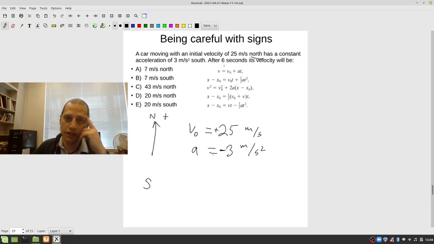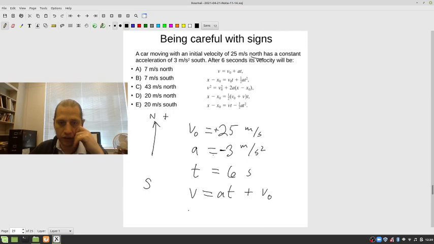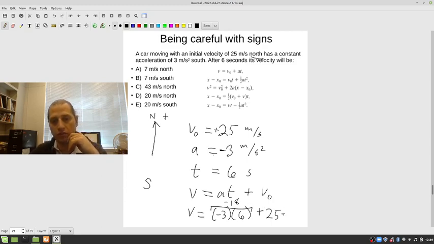Okay, then it says after 6 seconds, its velocity will be. So t is going to be 6 seconds, and you could just use your v equals at plus v naught. Okay, so this would be minus 3 times 6 plus 25. This would be minus 18 plus 25. So this would give me a plus 7 meters per second. 7 meters per second is how fast my car would be going, and then the plus tells me that it is still going north.